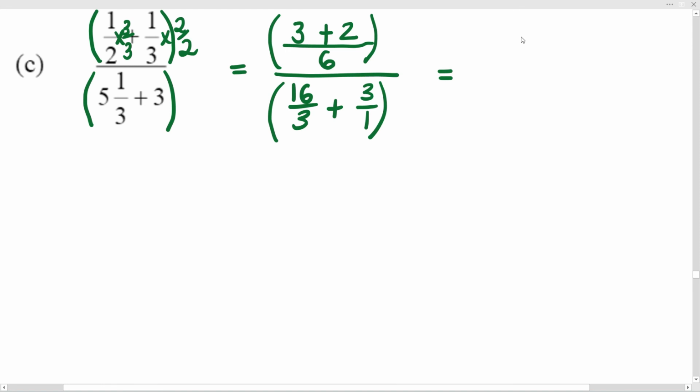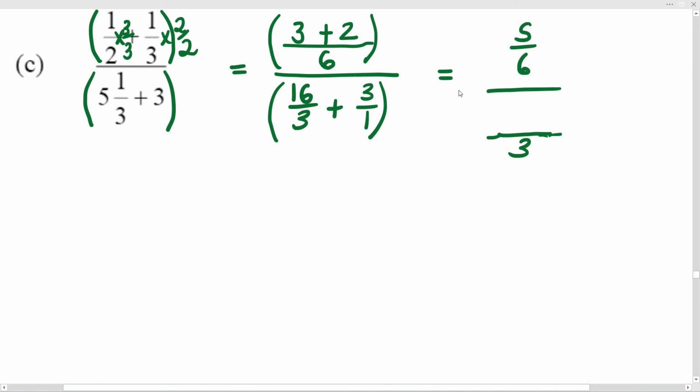Okay, so let's clean up the top here. 3 plus 2 is 5 over 6. I'm going to drop the brackets now because they're unnecessary. At the bottom, I've still got more work to do. Okay, what's my LCD? Well, I've got 3 and 1, so it has to be 3, right?